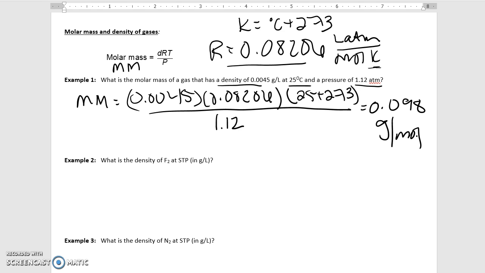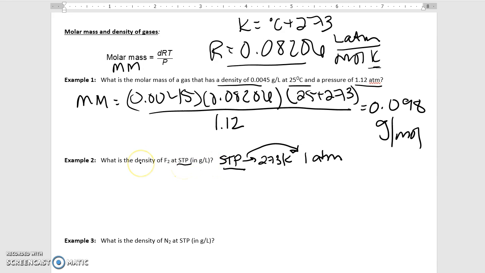All right, so let's look at the next problem. It says, what's the density of F2 at STP? Now we're going to be talking a lot about this idea of STP as well. STP is standard temperature and standard pressure. Whenever you see STP, you want to think standard temperature is always 273 Kelvin, and standard pressure is 1 atmosphere. As soon as you see these letters, you have to think 273 Kelvin, 1 atmosphere. That actually tells you a lot right there.